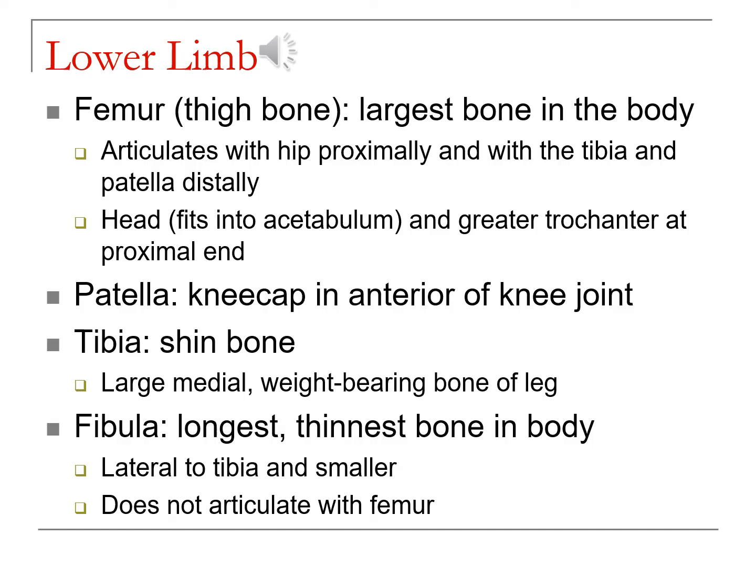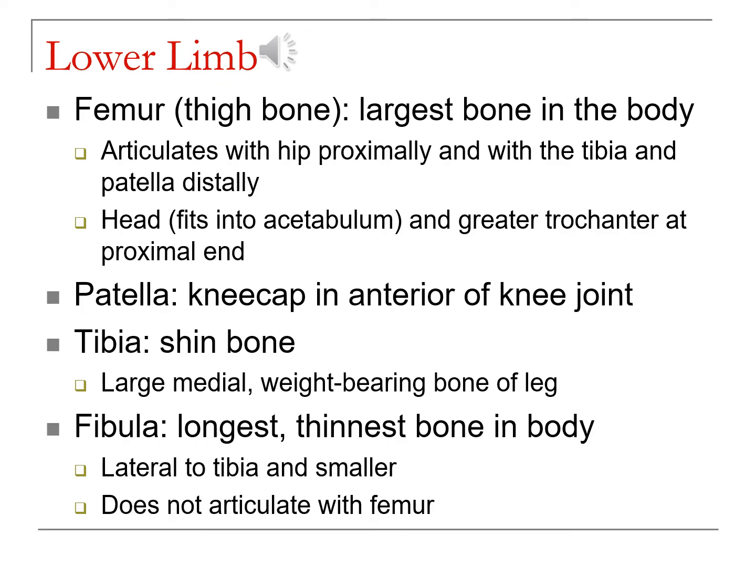Now we're ready for the lower limb or the lower extremity. So the thigh bone is your femur. It's the largest bone in the body. It articulates with the hip proximally and with the tibia and patella distally. The head fits into the acetabulum of the hip bone, and the greater trochanter is at the proximal end.